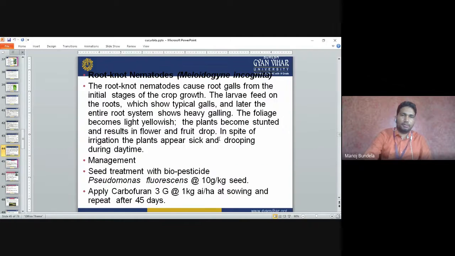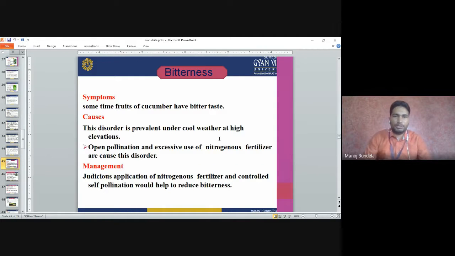Bitterness. Bitterness in cucumber is mainly due to cucurbitacin. Sometimes when we eat the cucumber, we have a bitter taste. The disorder is prevented under cool weather at high elevations. Open pollination and excessive use of nitrogen fertilizers cause this bitterness.